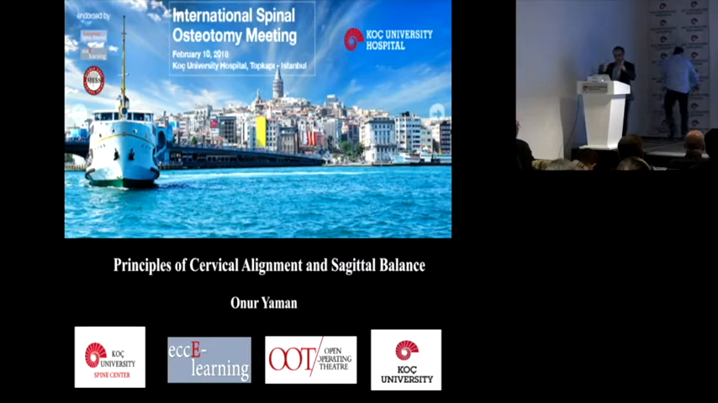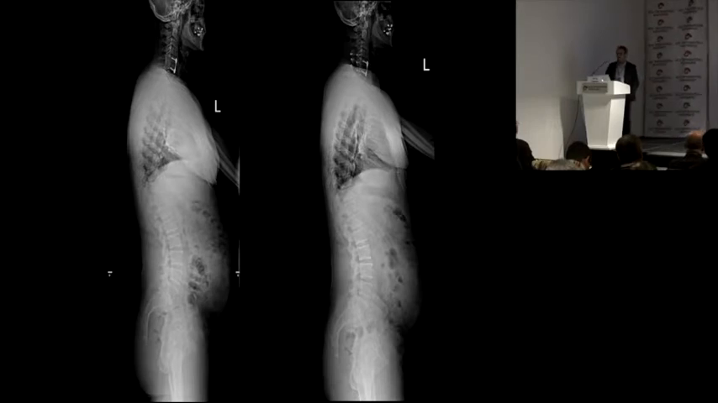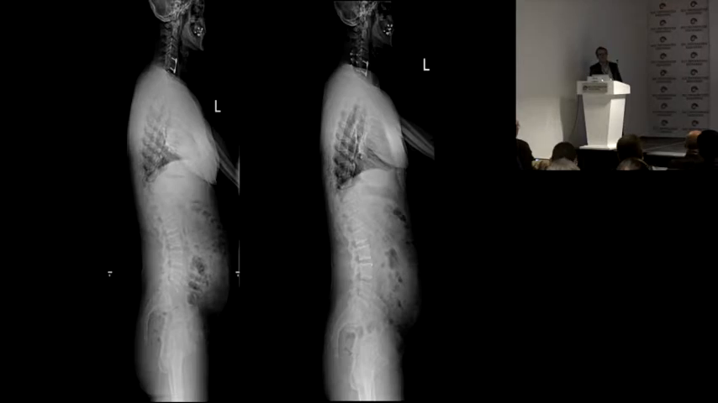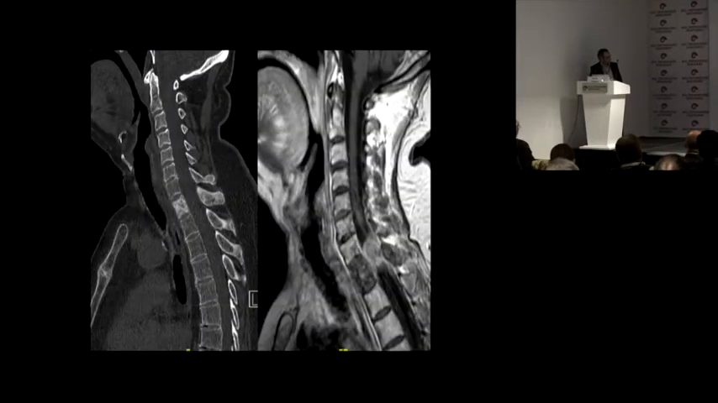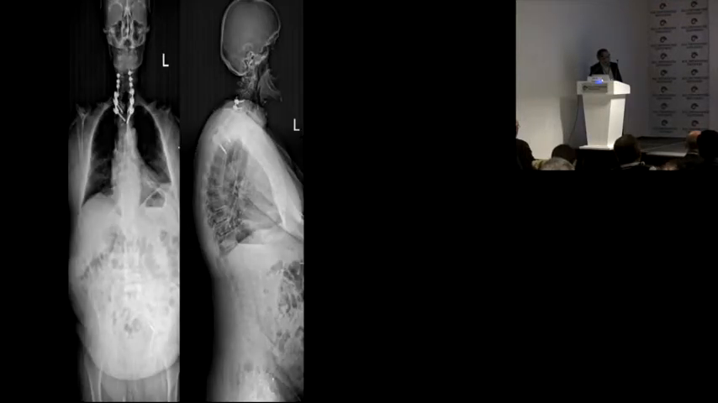Topic is principles of cervical alignment and the sagittal balance. We have performed lots of cervical spine surgeries, and some of the patients were very good after the surgery, and some of them were complaining about their neck pain. Like in this case, we have removed this tumor here, we decompress the spine, then we stabilize it. As you see, the screws are in proper places, but the patient was complaining about neck pain. At that time, according to our knowledge, we couldn't solve it.